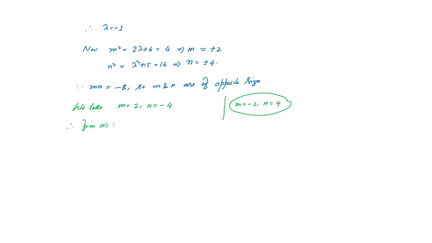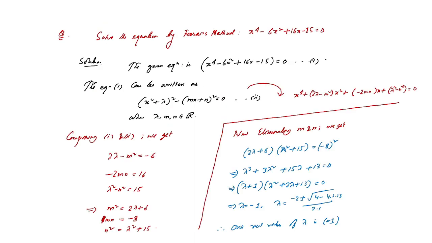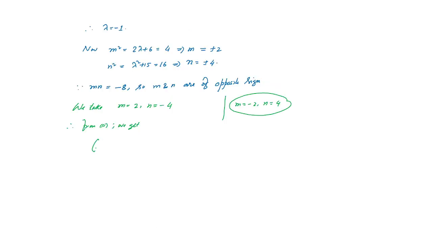In that case, from equation 2, what do we get? Equation 2 is (x square plus lambda) whole square minus (mx plus n) whole square. So from 2 we get (x square plus lambda, and lambda is basically -1) whole square minus (mx, that means 2x, plus n, which is basically -4) whole square equals 0. From that you just apply the a square minus b square formula. So what you will get? (x square -1 plus 2x minus 4) and (x square -1 minus 2x plus 4), just a plus b into a minus b. We'll get two quadratic factors.